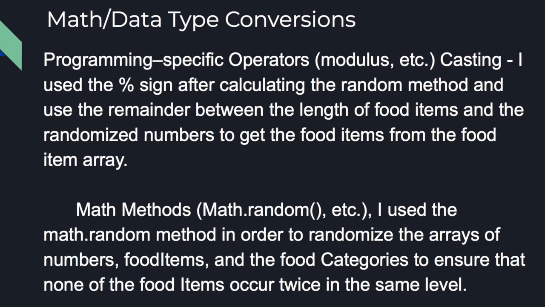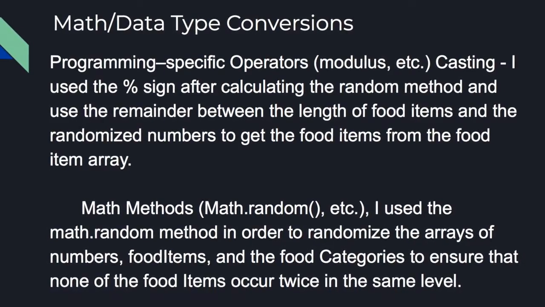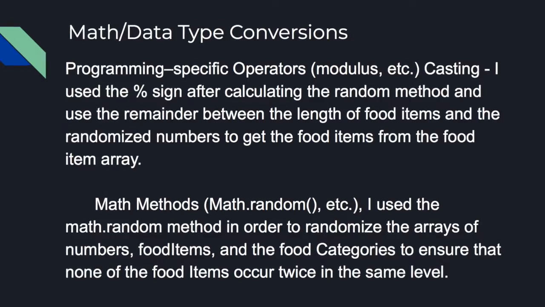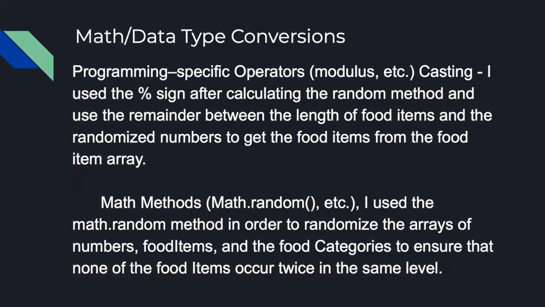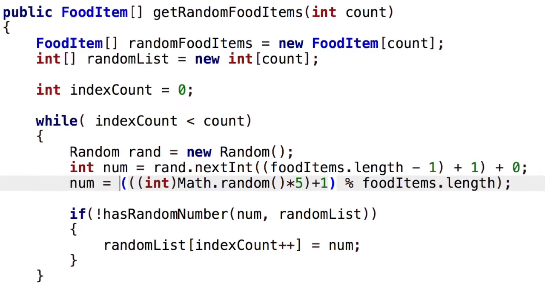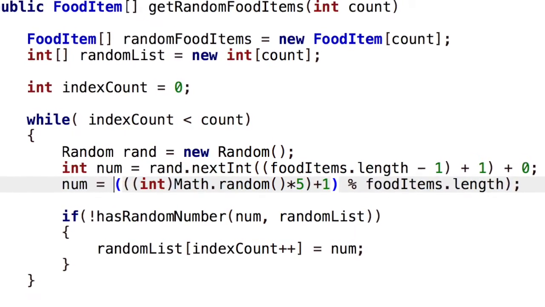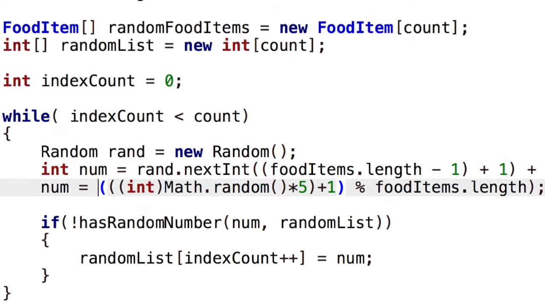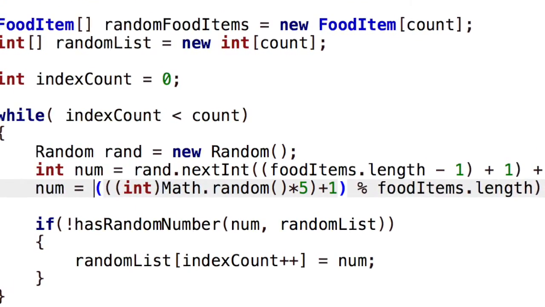I first used the modulus sign after calculating the random method and using the remainder between the length of the food items array and the randomized numbers to get the food items from the food item array more efficiently and to ensure that none of the food items repeat. Next, I used the Math.random method in order to randomize the arrays, numbers, food items, and food categories.